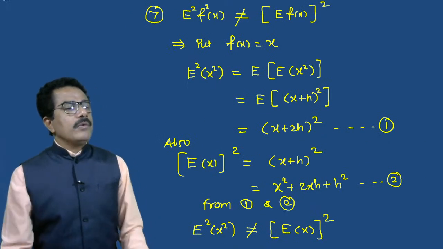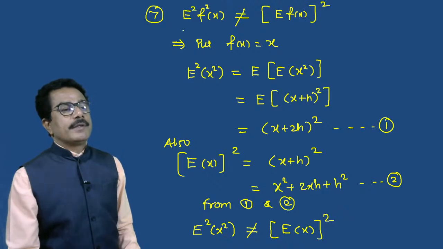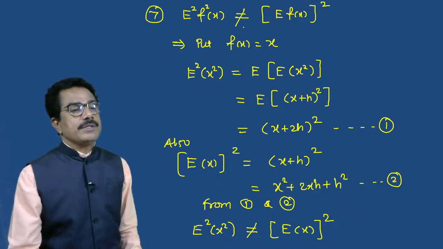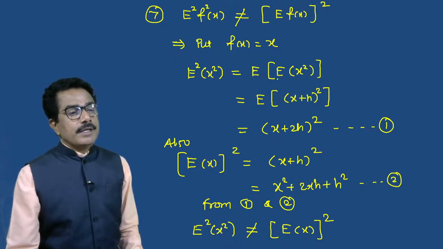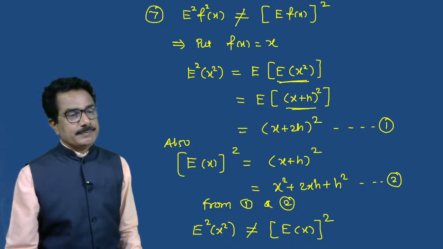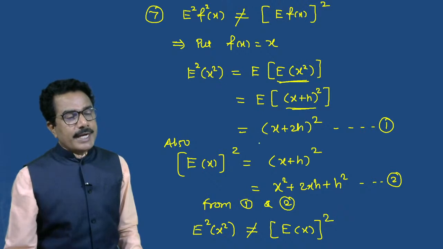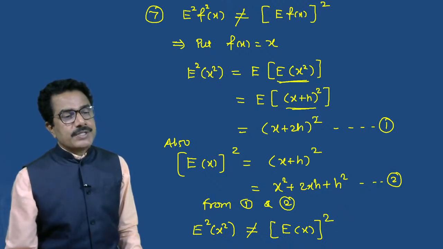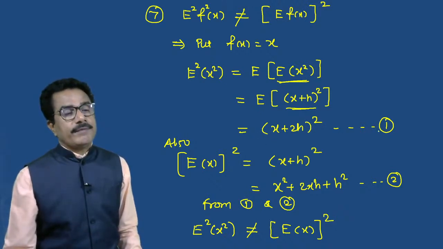Okay, now E square f square: E square of f square x is not equal to E of x bracket square. Put f of x equals x. So E square x square, which equals E of x square, means E of x square means x plus h bracket square. So we can write E of x plus h bracket square. This is equation 1.